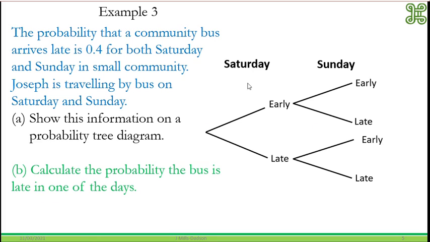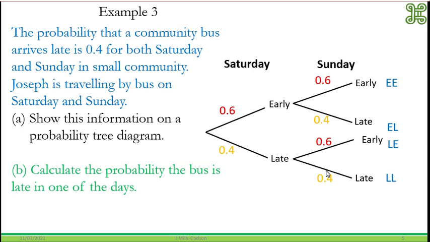Okay, now a bus is either late or early. We said it's late 0.4 on Saturdays and Sunday. So we put 0.4 for late, and all the late should have 0.4. Now we know each branch should add up to 1. So 0.4 from 1 will give you 0.6. So early will be 0.6, and all early should also have 0.6.